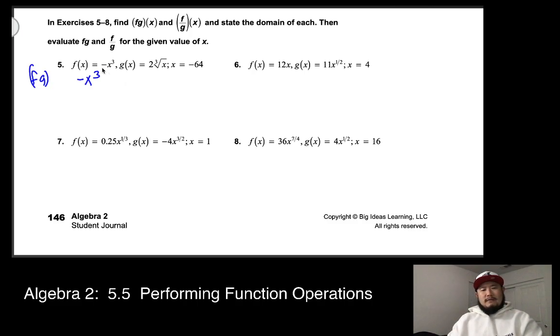So f of x right here is negative x to the third power, and g of x right here is 2 times the cube root, or sorry, I didn't change that at all. This right here, let's go ahead and change that to x to the 1/3 power.